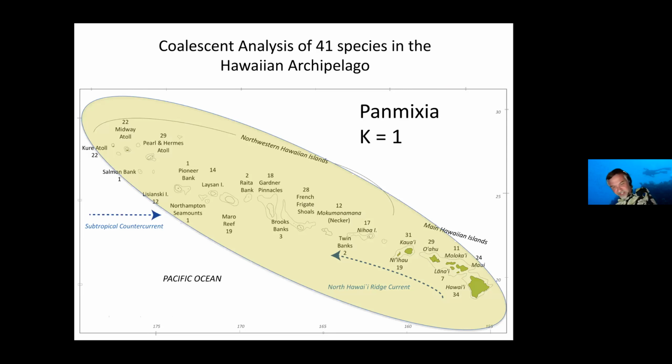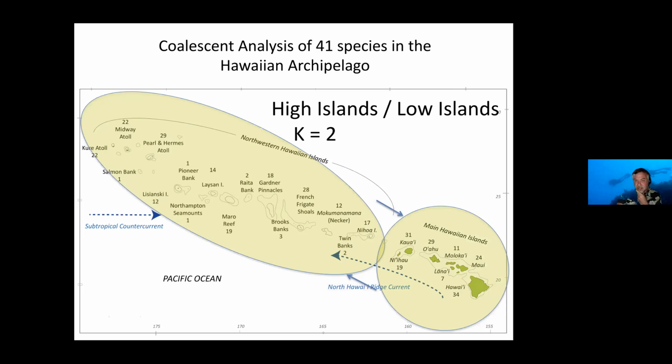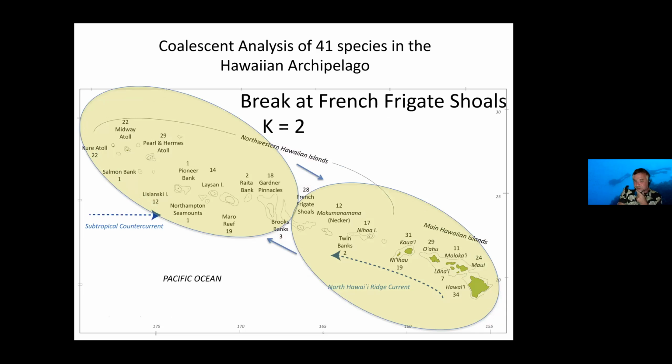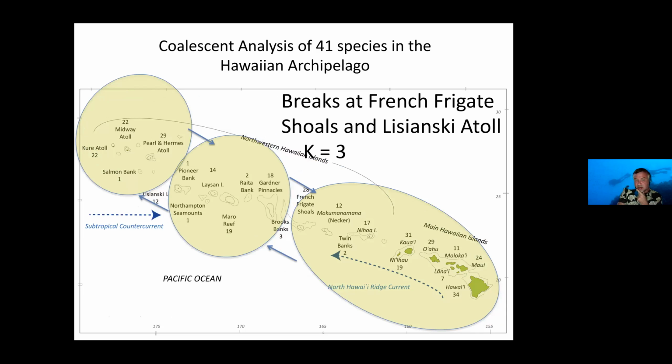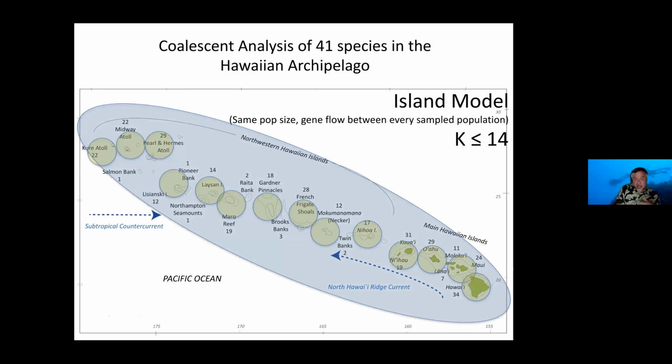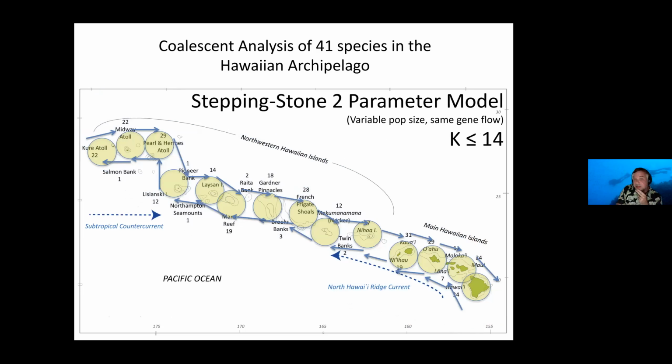I went and put these data into Migrate and tested the same sort of set of models that I did with the simulation. So I tested a hypothesis of panmixia, a hypothesis of high islands versus low islands, another hypothesis with a break at French Frigate Shoals, another regional hypothesis with 3 panmictic regions, with another break at Lisianski Atoll, an island model where all islands are exchanging migrants with each other, and then the stepping stone 2-parameter model where you have equal migration between all islands and equal population sizes.